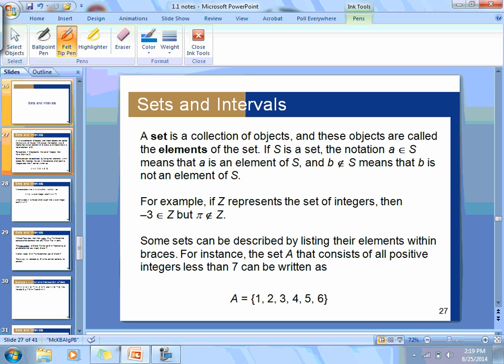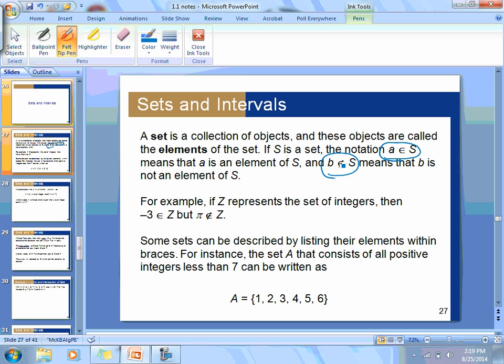To show that an element is part of a set, you're going to use this new notation over here, which looks like a little E. So if A is an element of S, you write A, then the little E symbol that means element, and then capital S for the set. That means A is a number in whatever set S is. We also have a negation for that. You could say B is not an element of S, so you'd have that little E symbol with a slash through it.